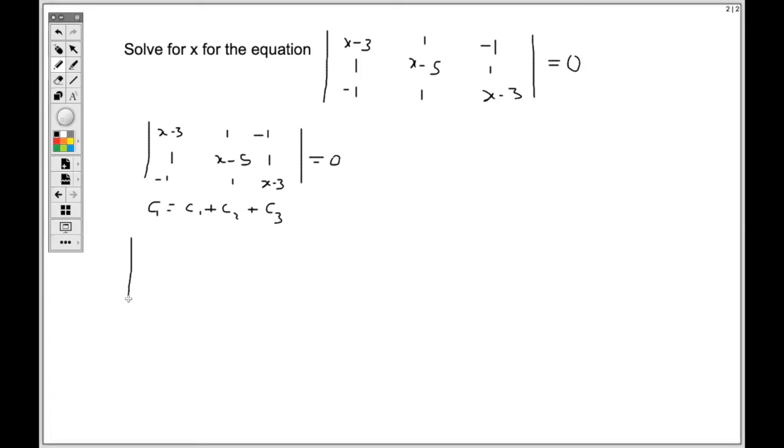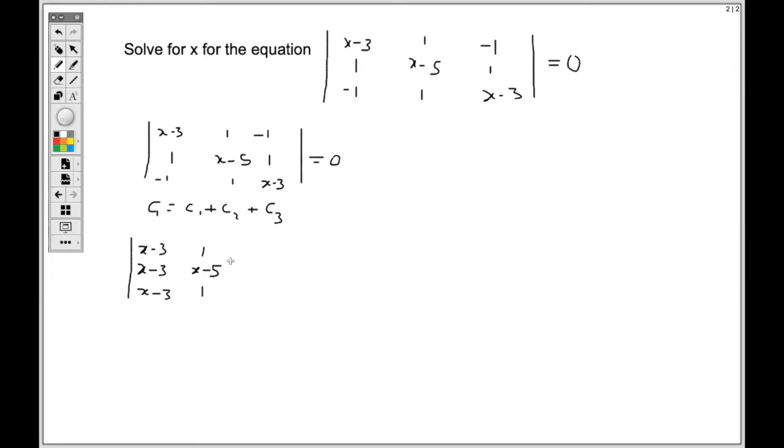So adding this, x minus 3 plus 1 minus 1, that's 0. So we're left with x minus 3. Then we're going to add 1 plus x minus 5 plus 1. So that will be x minus 4 plus 1, that's x minus 3 again. Then minus 1 plus 1, that's 0. So we're left with x minus 3. So you're seeing that we have the same thing in column 1, and what we can do is factor it out.